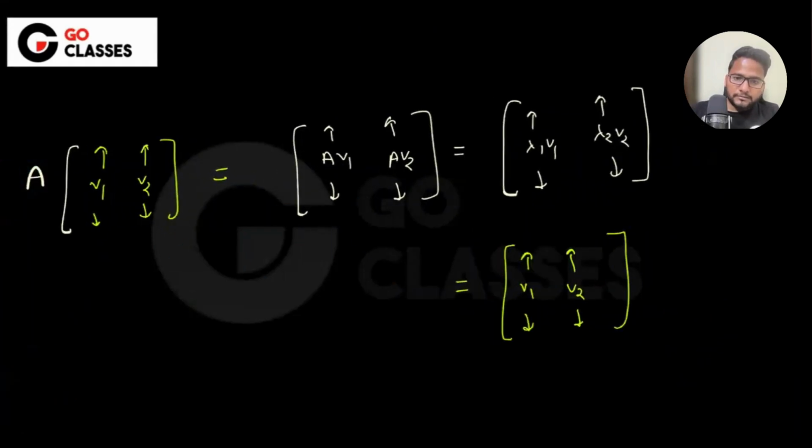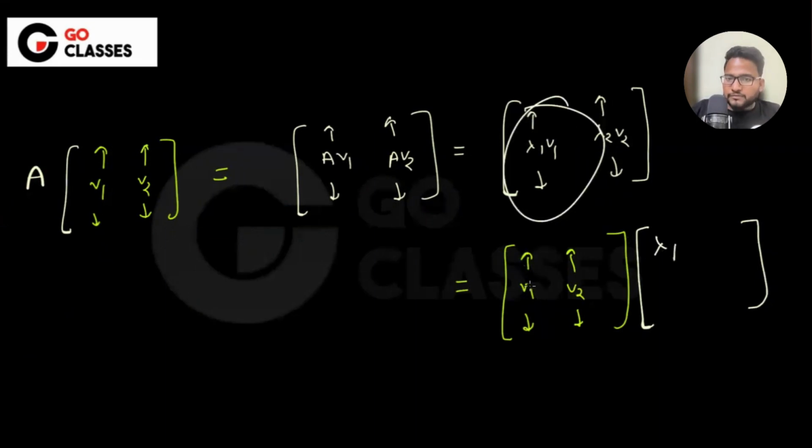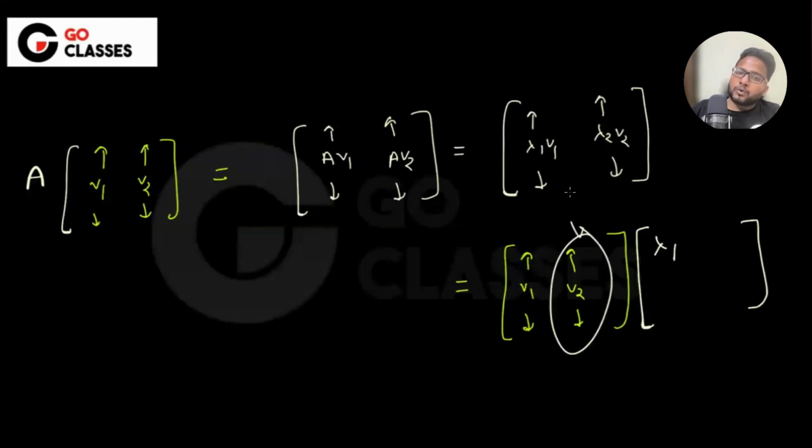This is the same as lambda 1 times this vector. How did you get this vector? Lambda 1 times this vector, and how many times this vector have you taken to get it? Tell me. Lambda 1 times this, and how many times of this? 0, right? 0 times of this. Similarly, 0 times of this and lambda 2 times of this.